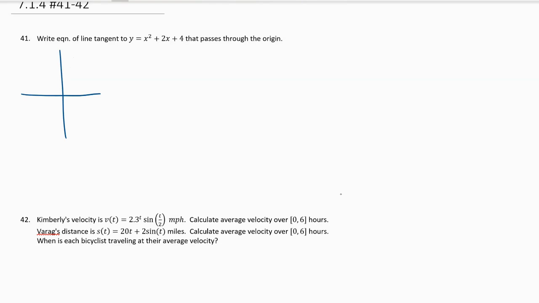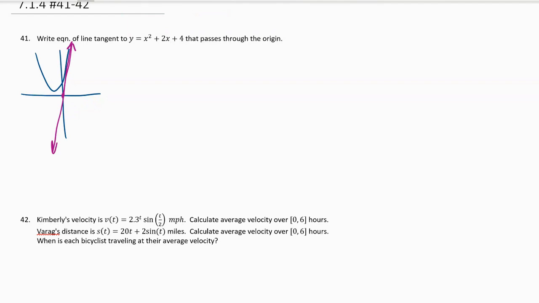X squared plus 2x plus 4 looks more like something like that. It doesn't pass through the origin, but we have a tangent line that does pass through the origin. So it might look something like this. We want to know what's the equation of that tangent line.